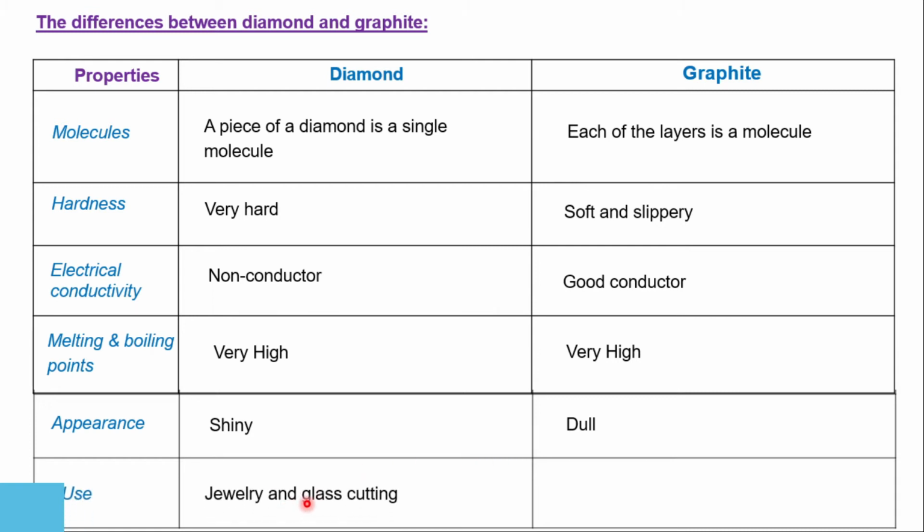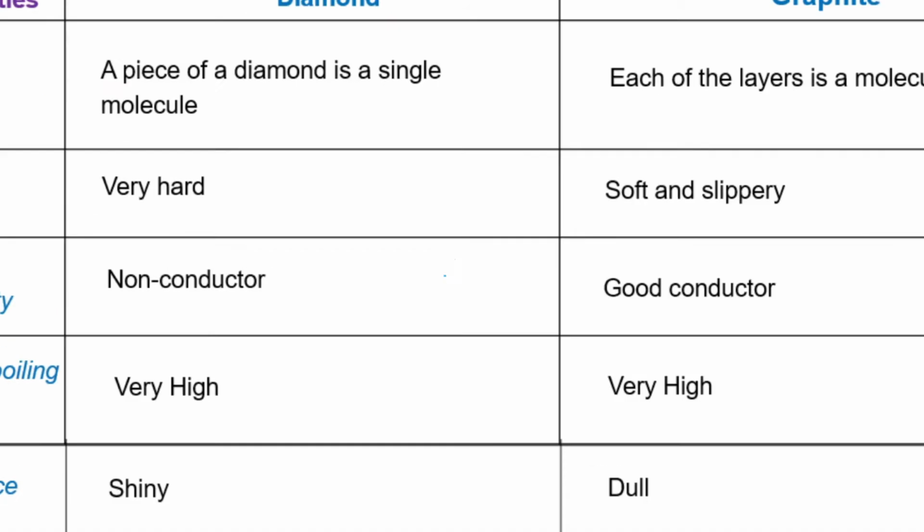Uses: jewelry and glass cutting, and that's for diamond. For graphite: pencil lead and lubricant. Now explain the following properties of diamond and graphite.